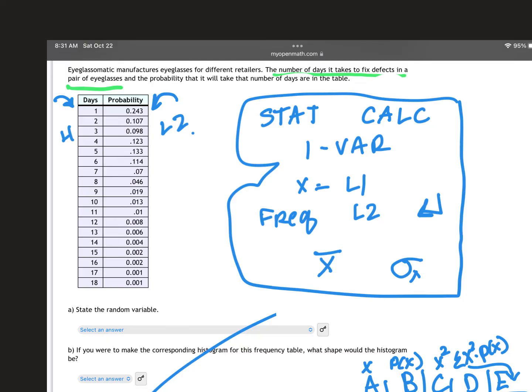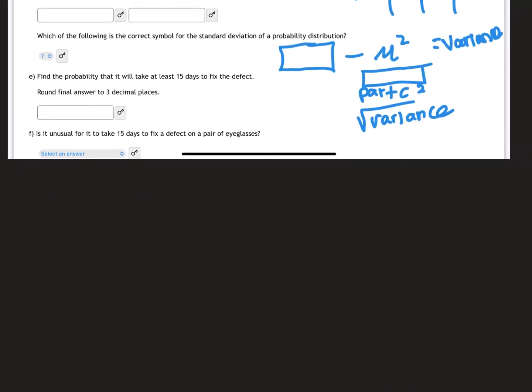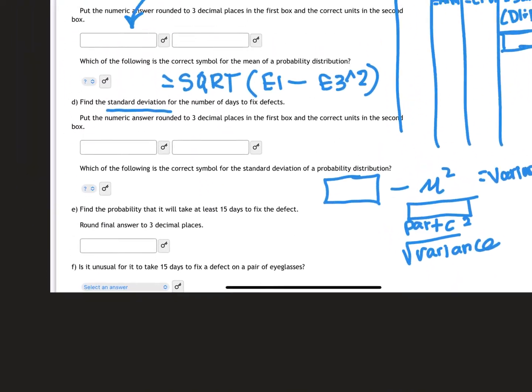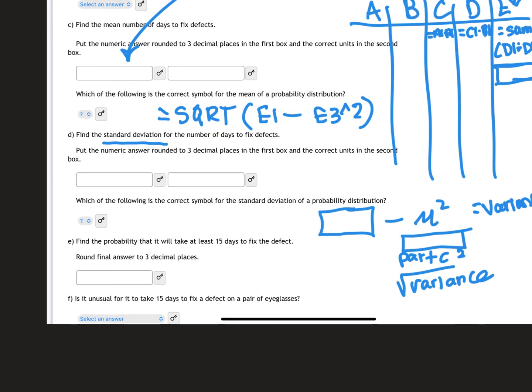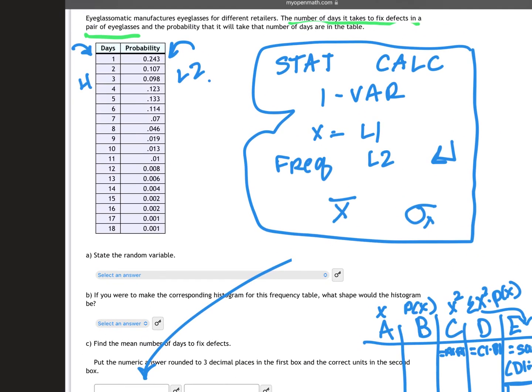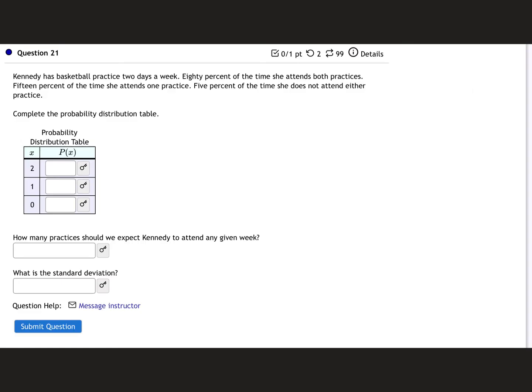All right, let's go back up and see where we were with the last couple of questions. We find the probability it'll take at least 15 days to fix the defect. At least 15 days is 15 days or more. Just add these guys up. All right, so there's that one. Let's take a look at the next one.